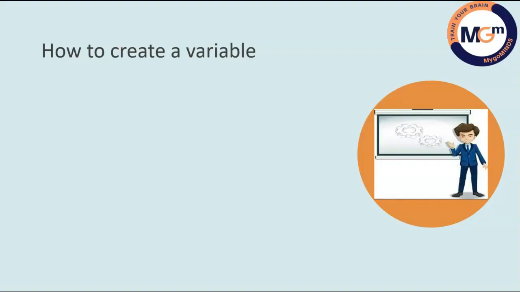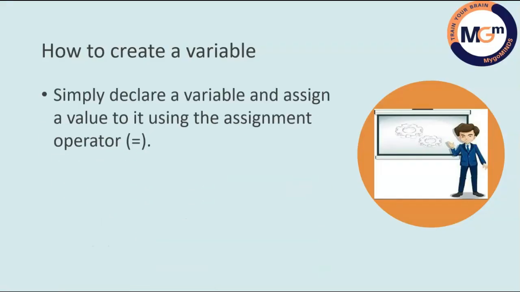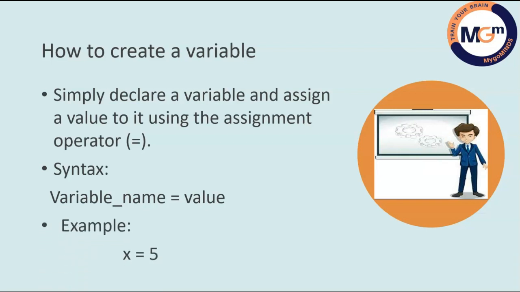Okay, so basically how to create a variable. So simply we need to declare a variable and assign a value to it using the assignment operator. So this is the syntax. So basically on the left side, we will give variable name and on the right side, we'll be giving the value. So basically the example is that x is equals to 5.